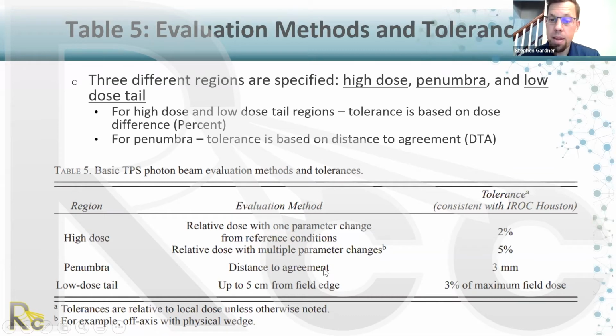For the penumbra, they recommend a distance to agreement of 3 millimeters. And then for the low dose tail, they recommend a 3% tolerance, but that's relative to the maximum field dose, not a strict dose difference, but a dose difference with normalization to the maximum field dose. So those are the tolerances.